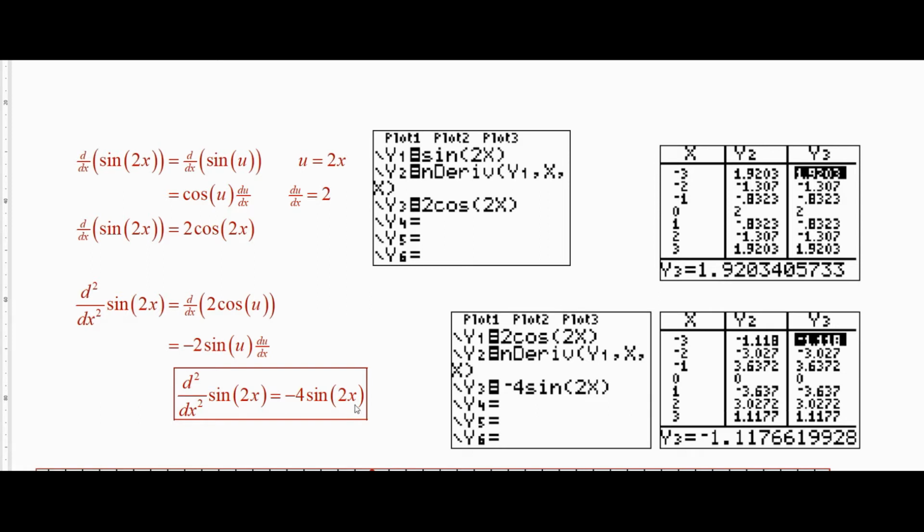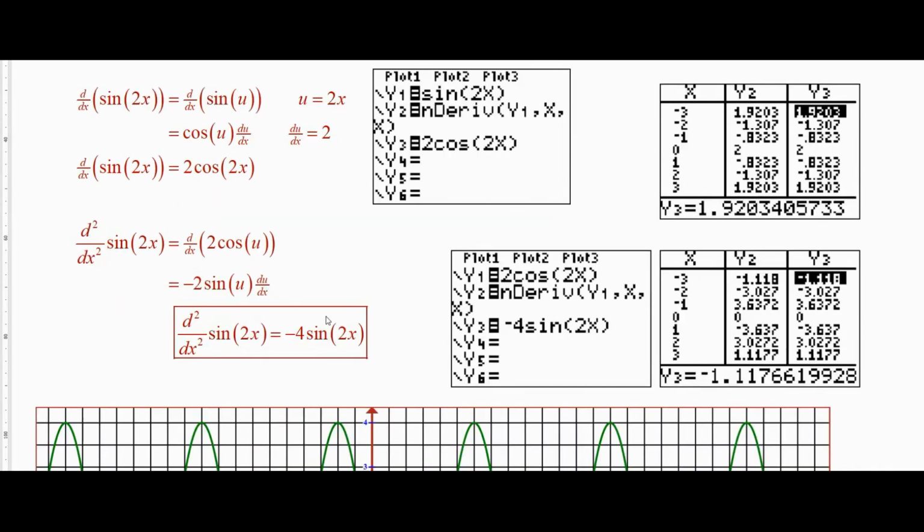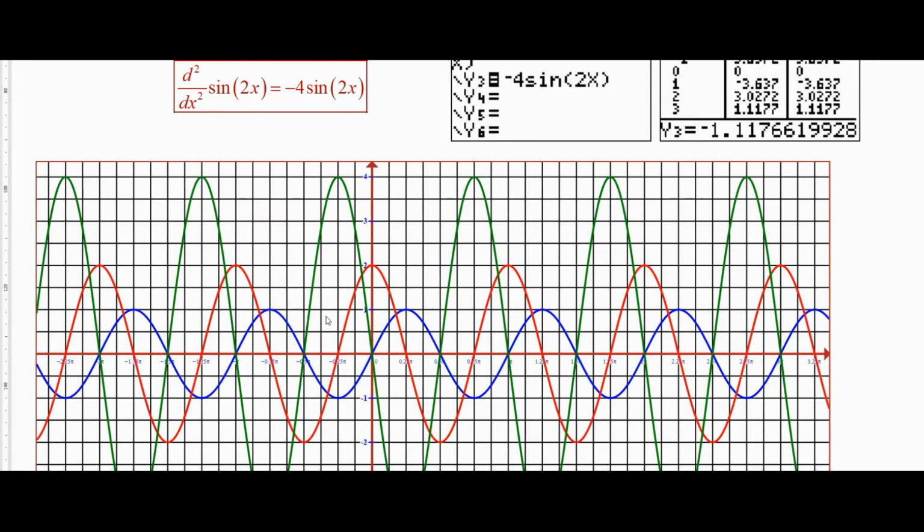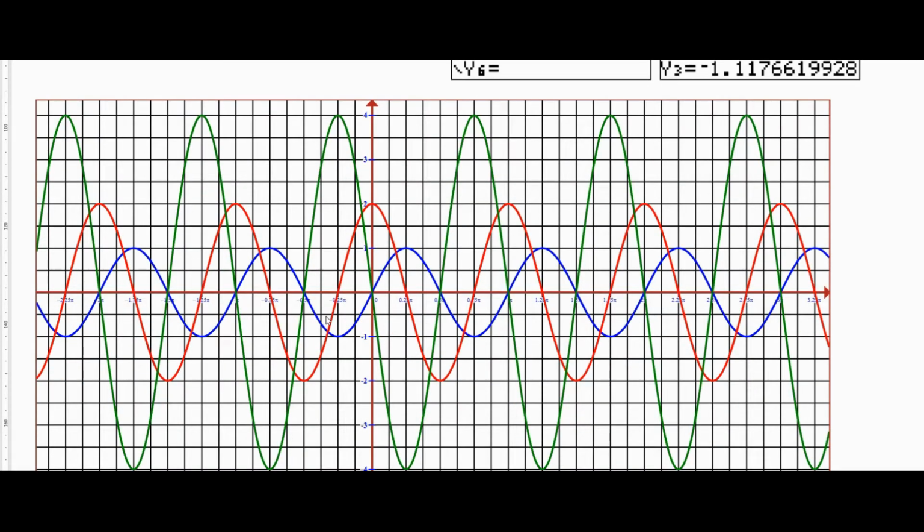And I can check that by doing the following: since I've already checked that the first derivative is right, I put the first derivative in for y1 and the second derivative in for y3, leave y2 alone, and y2 and y3 should now match once again. Here are the graphs of all of these functions. The original function is in blue, the first derivative is in red, and the second derivative is in green.